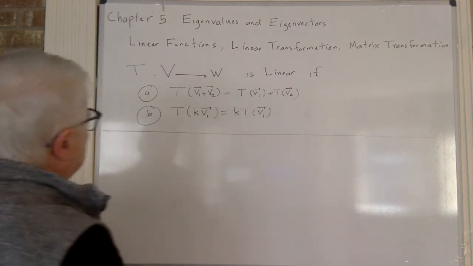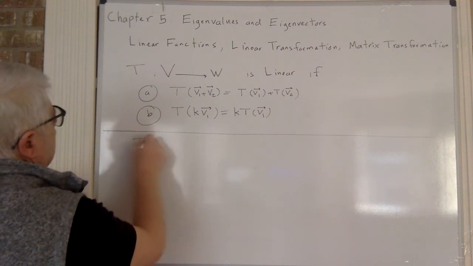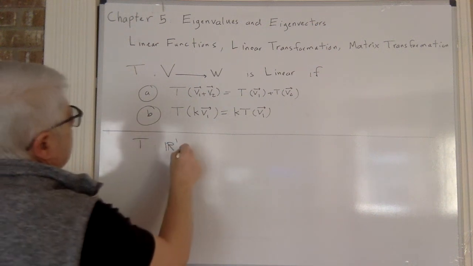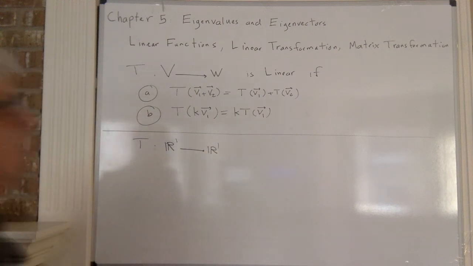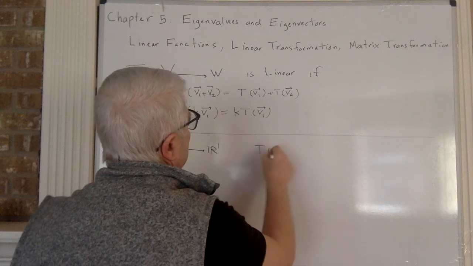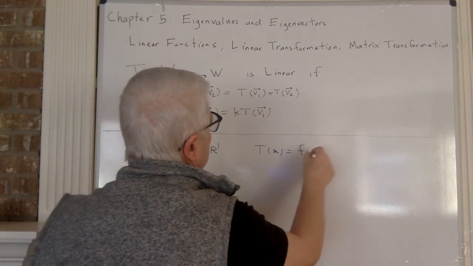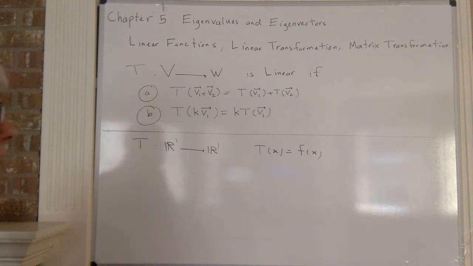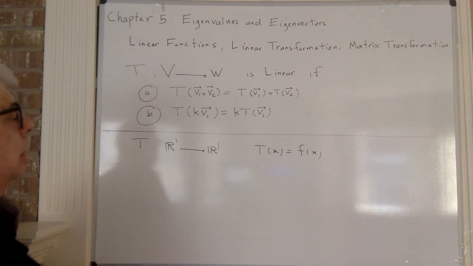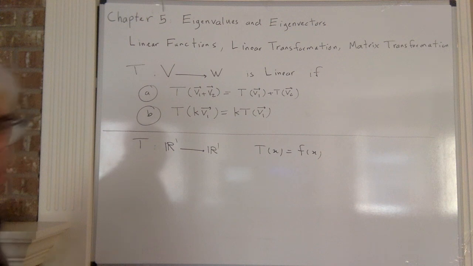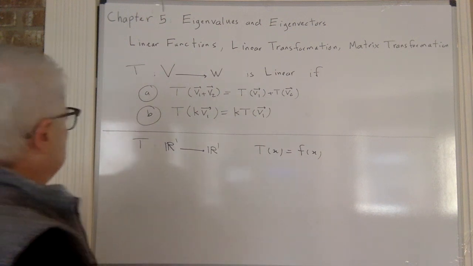So let's see. If I have R1 as a vector space into R1, that's just simple functions. So these are like T of x is some function of x, right? And then x is just a number. Now in this situation, we consider that a vector. So that's the one-dimensional vector space. Now we want to see what functions from R1 to R1 are linear. First of all, let me ask this question.